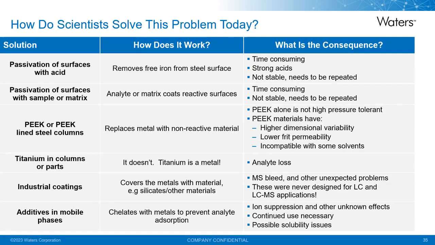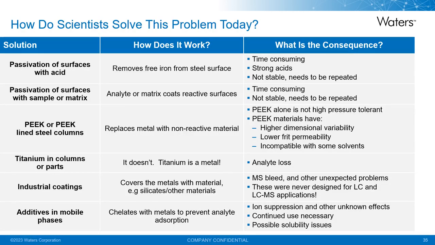However, PEEK alone is not high pressure tolerant. And if you use things like PEEK-lined steel, those materials tend to have higher dimensional variability, so they can lead to higher RSDs. They have lower frit permeability, and they're also incompatible with some solvents. Another alternate material is titanium. How does it work? As I mentioned, it doesn't. Titanium's also a metal. It will still have non-specific adsorption. It can be different than stainless steel, but it still suffers from that. So the result is analyte loss.